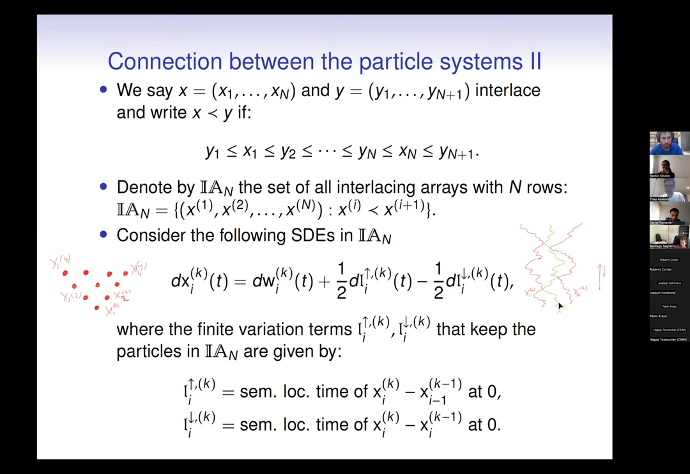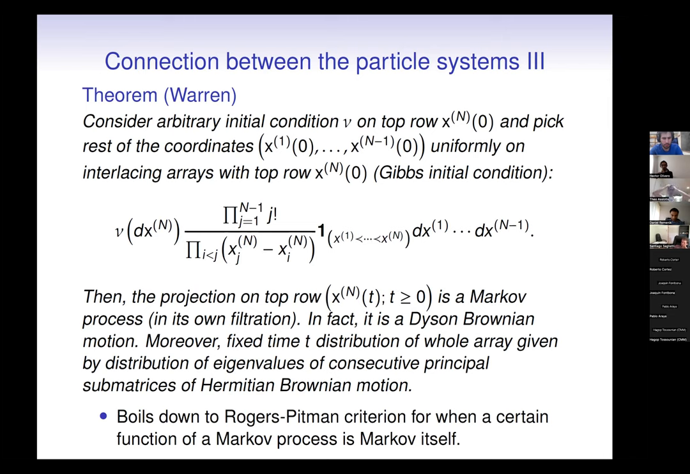Okay, it's very hard to do the picture here now, but it's good to just think about this three particle picture. And then this is the theorem. So consider these as Brownian motions, except you have this reflection to keep them in this interlacing array. And then it says, the top row you pick according to a certain initial condition, and then you pick the rest of the coordinates uniformly on interlacing arrays with that top row. So basically, if you take interlacing arrays with a certain top row, and then the rest of the coordinates, you pick them uniformly, basically with Lebesgue measure, so that thing has a certain volume that you can compute, given by this formula here, subject to the interlacing constraints. So somehow this is the distribution you use. You pick the top thing with any probability measure you want, and then the rest is uniform.